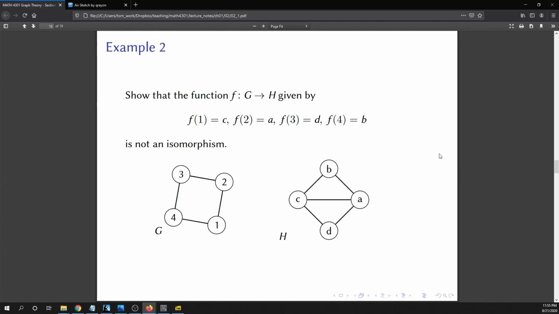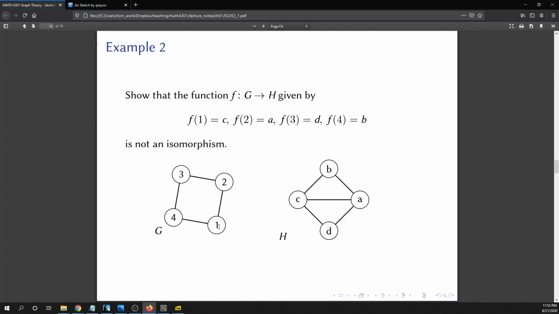All right, example 2. Same problem. We are given a bijection, and we want to determine if it's an isomorphism or not. So essentially same exact problem from last time, just a different example. So the bijection we're given is that f of 1 equals C, f of 2 is A, f of 3 is D, and f of 4 is B.